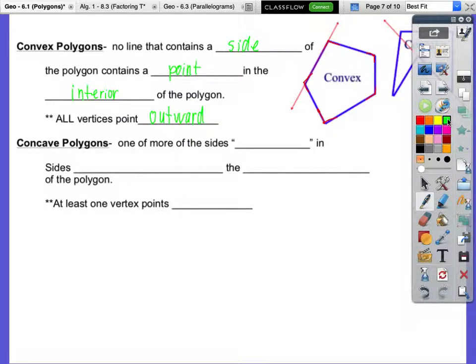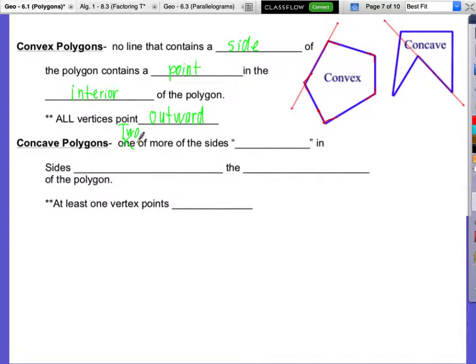So a concave polygon is actually where it would be 2 or more of the sides cave in, so to speak. The 1 is a typo, and the 'of' should be 'or', double typo. Cave in means they're kind of coming inside, going inside. So concave is where they cave in.